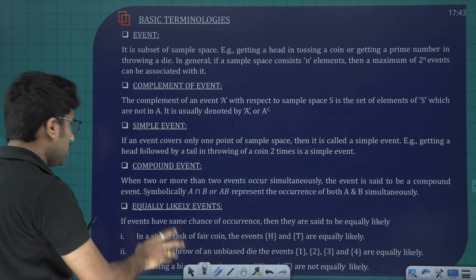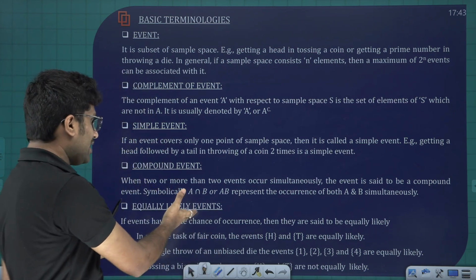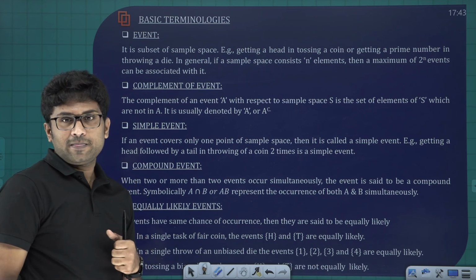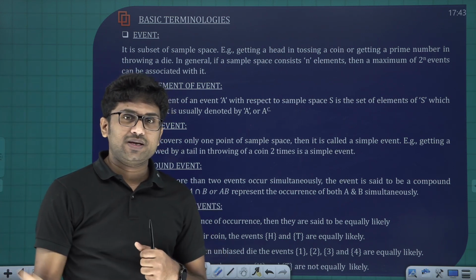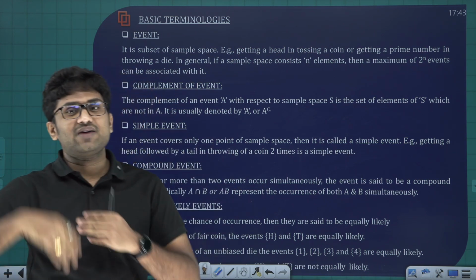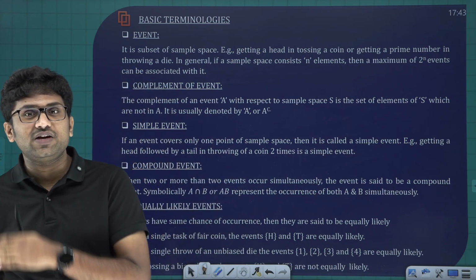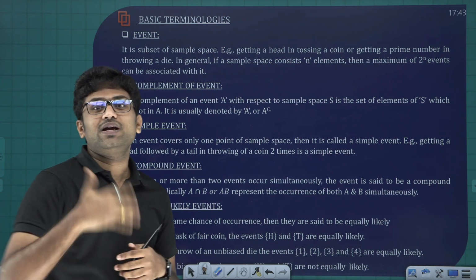Simple event, compound event, equally likely events, all these things we discussed, friends. Equally likely means equal chances of occurring. In the set of 1, 2, 3, 4, 5, 6, we have 6 elements in the sample space. The chances of occurring 1, 2, 3, 4, 5, 6 are all the same. So such events are called equally likely outcomes.